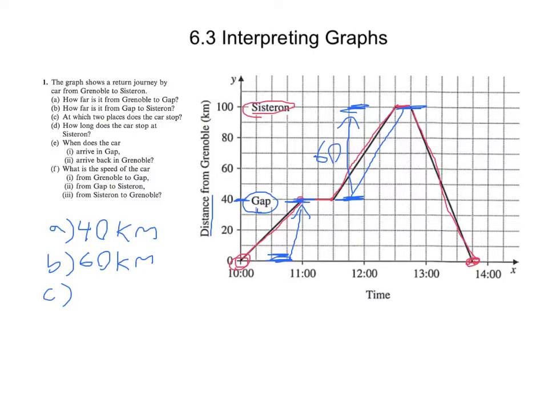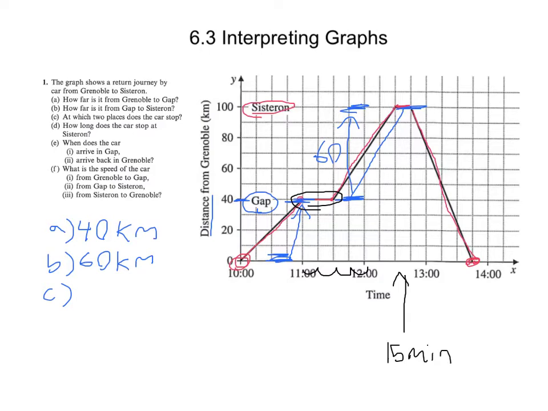All right, C says, at which two places does the car stop? All right, well, it stops in Gap, and you can tell a stop here by a flat line. Okay, 2 squares passed, and in this case, 1, 2, 3, 4 squares represent an hour. So an hour divided by 4. That means each of these little squares here on the bottom represents 15 minutes.